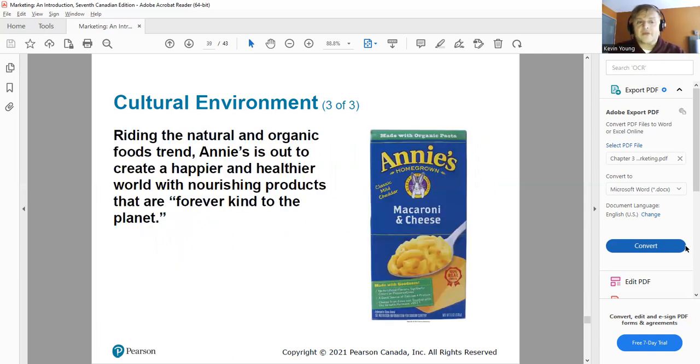Riding the natural and organic food trends, Annie's is out to create a happier and healthier world with nourishing products that are forever kind to the planet. I've seen this product before. You can see at the very top, made with organic pasta, and I'm not sure what else they say on there. The writing is a little bit small, but that's how they are branding themselves: create a happier and healthier world, with products forever kind to the planet.